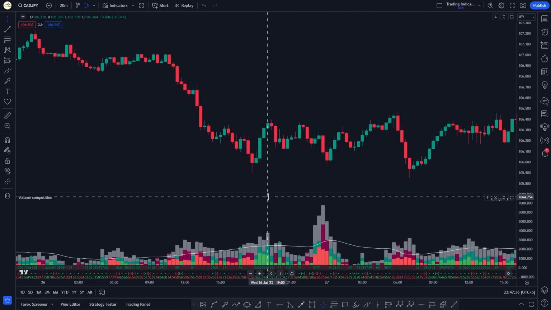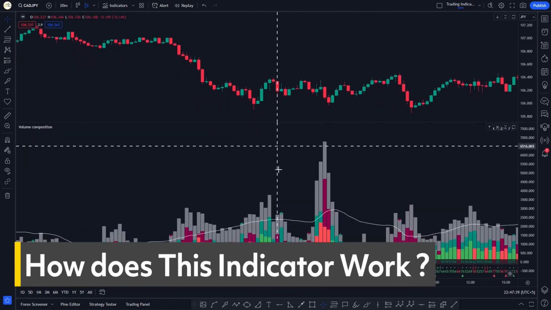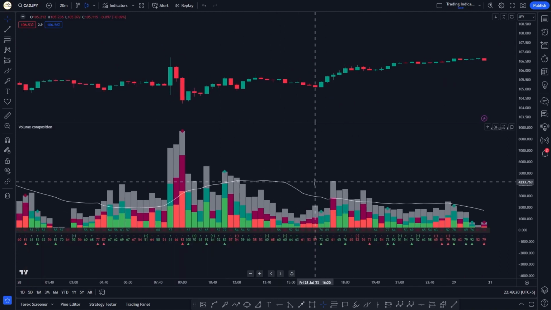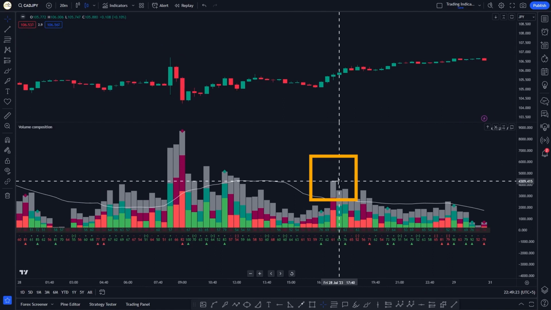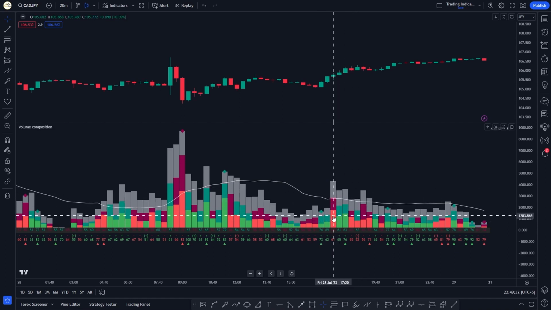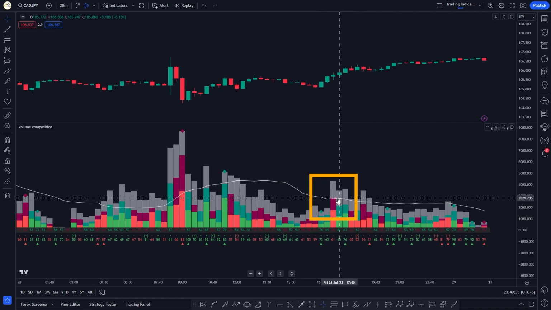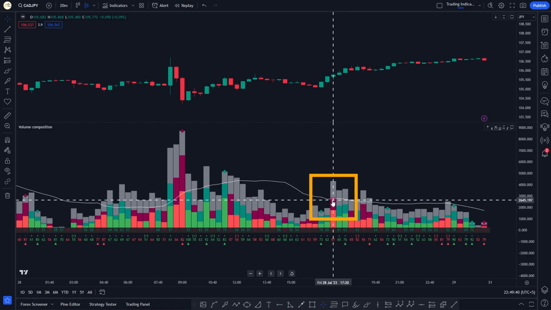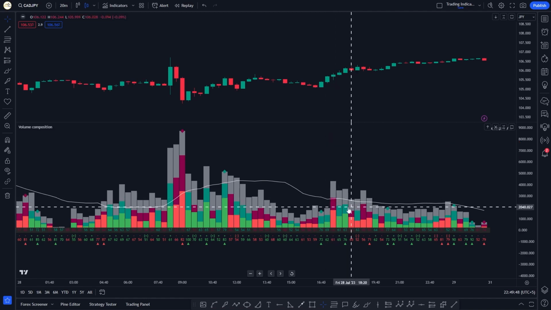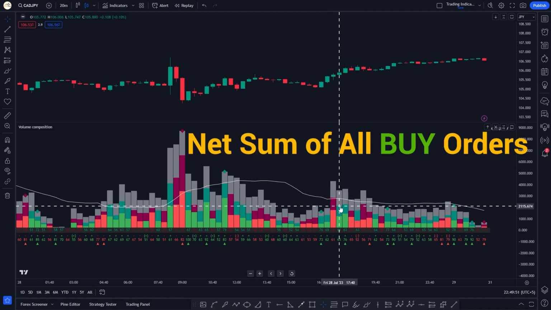So first of all, before doing anything, let's talk about how this indicator works. Now, each bar in this volume indicator represents different data. For example, this highest level that the bar reaches, or this gray colored area, represents the net sum of all the volume, the buy volume, the sell volume, the passive and active volume. And this level here, that is the dark red or dark green color, represents the net sum of all buy or sell orders. For example, in this case, this bar is red, so this will be a net sum of all sell orders. And in this case, this will be the net sum of all buy orders.